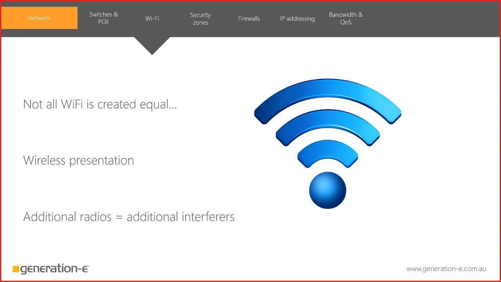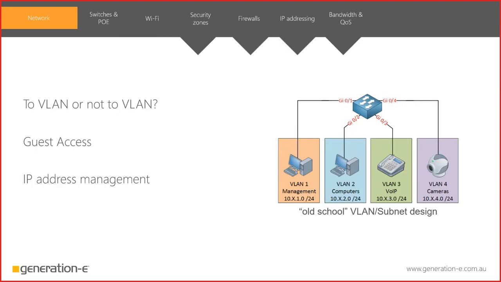So that's where, again, it leads into the next section, which is designing your security zones and firewalls, and addressing as well. One common thing that I see come up is the idea of VLANing and subnetting. Generally, yes, it's a good idea, but I often see that people don't necessarily understand why they should be doing it. I still see lots of people thinking about VLANing and doing things like voice VLANs. So I've got that diagram there showing what I would call an old school VLAN and subnet design.